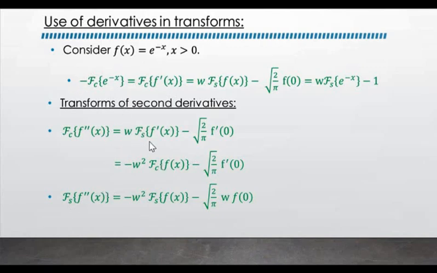Now you can similarly find the Fourier sine transform of f double dash x as minus omega square into the Fourier sine transform of f of x minus root of 2 by pi omega into f of 0. Here it is f dash 0 and here it is f of 0. If you just apply the same method here, you can easily derive this.